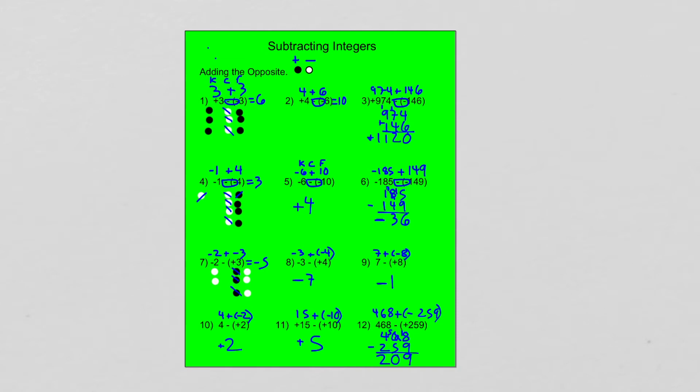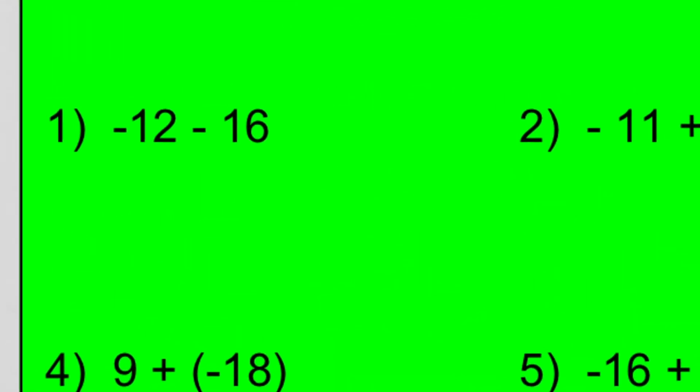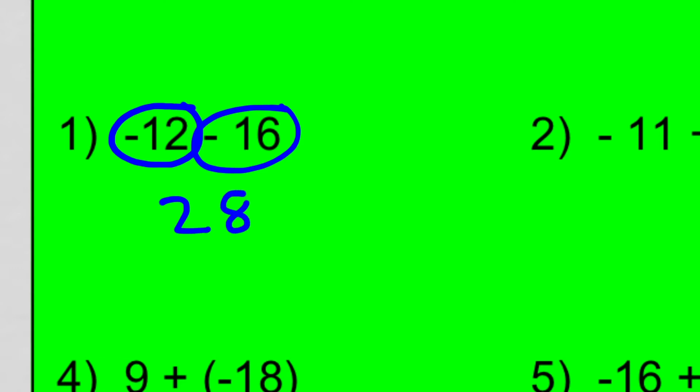We're going to review all of those different situations now. We'll do them in groups of 3. I have add or subtract here because you never know what you have to do. The integers will tell you what to do. Let's take a look at number 1. Number 1 says negative 12, negative 16. Remember, the sign in front of the integer goes with the integer. That's negative 12, that's negative 16. The signs are the same. So I add 12 and 16, I get 28, and I use that negative sign.